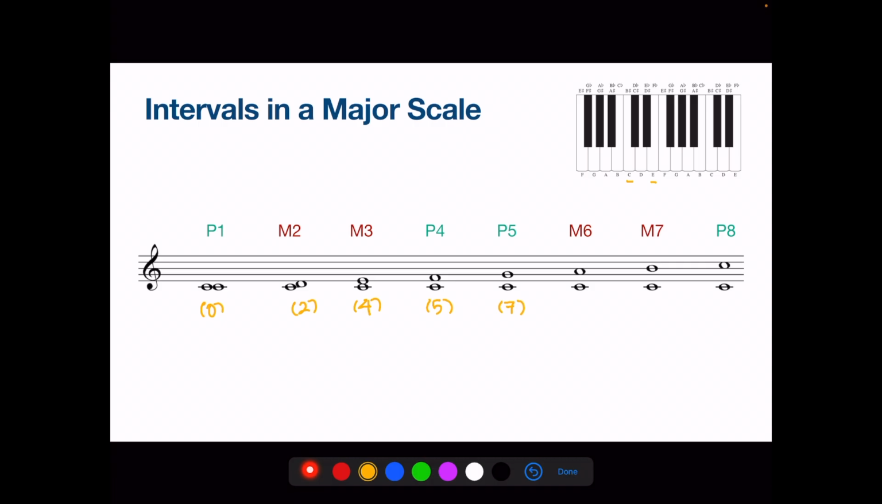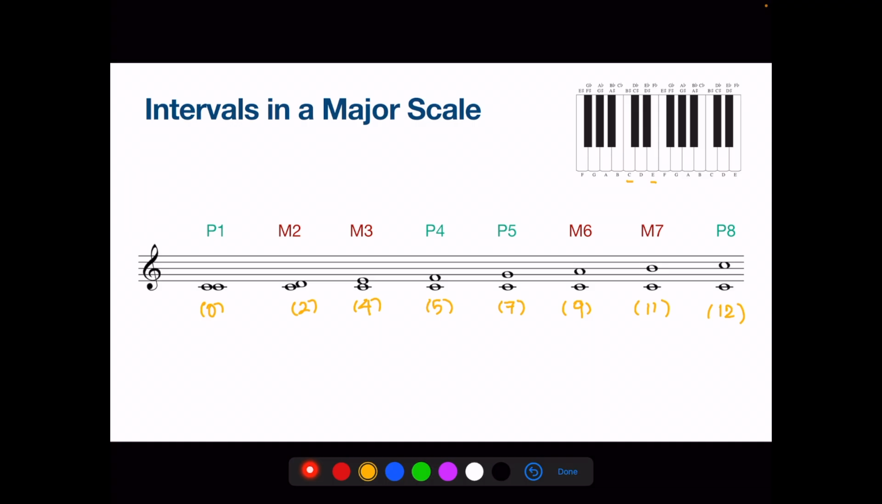And major 6, C to A, this is going to be 9 half steps. Major 7 is going to be 11. And of course, we have 12 notes, so the last one is going to be 12. I would love you to remember these numbers, these corresponding number of half steps. It will come in extremely handy. So perfect unison has 0 half steps in between. Major second has 2, major third has 4, perfect fourth has 5, and so on and so forth.